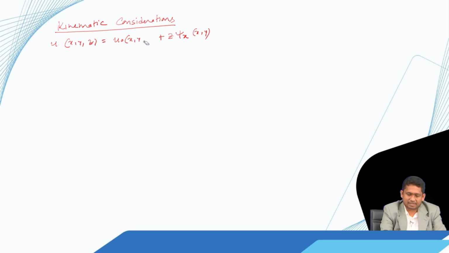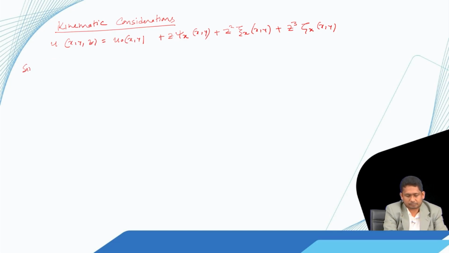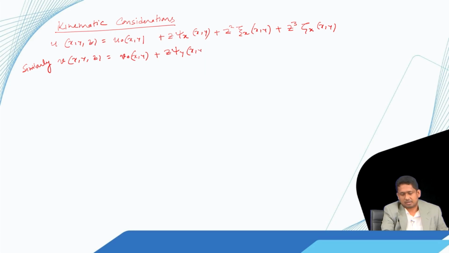So, this is only x, y, no z is there, plus we have z square into xi x as a function of x, y, plus z cube zeta x as a function of x, y. Similarly, v, the displacement along the y direction, is v0, which we can call the mid plane displacement, plus z into psi y as a function of x, y.